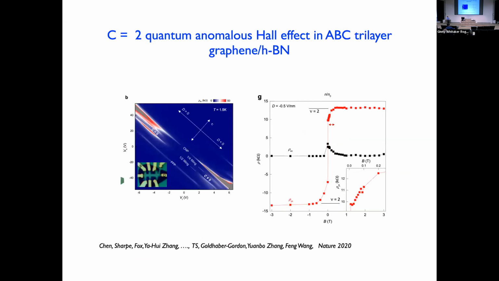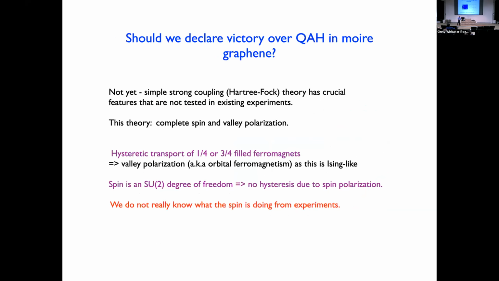And this data on ABC trilayer graphene on hBN, you tune the displacement field, so this is the top gate voltage, bottom gate voltage, you tune the displacement field to be along here in this region. And then you measure the Hall effect and you see a nice quantization above about 400 millitesla, and it's quantized to 12 kilo ohms, which is h over 2e squared, right? So Chern number 2 quantum anomalous Hall effect.